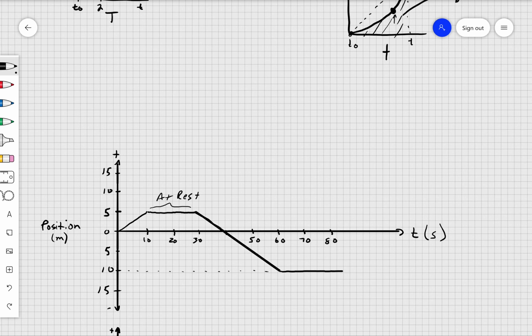So this has no slope, it is at rest. It stayed in one place at a displacement of 5 meters for 20 seconds, from 10 to 30 seconds. Then it began to move in the negative direction. So this positive slope, that's positive velocity. This negative slope, that's negative velocity.